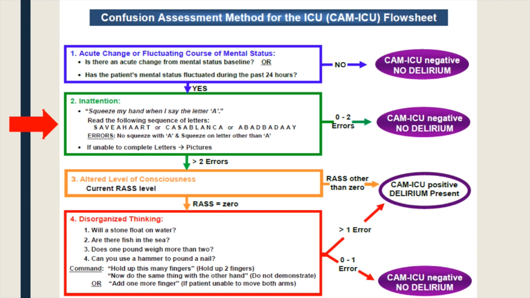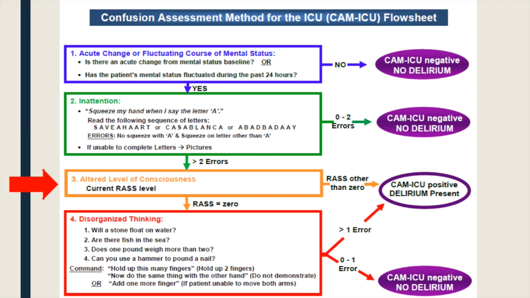When scoring the patient, errors are counted when the patient fails to squeeze on the letter A, as well as when the patient squeezes on any letter other than A. If a patient has any movement or eye opening to your voice, but does not squeeze at all or does not stay awake long enough to squeeze for more than 1 letter, then this patient is obviously inattentive, and you move on to feature 3. This also applies to a patient who is agitated with a RASS of +1 to +4, and therefore not participating in assessment or comprehending your instructions. If your patient makes less than 2 errors, then you can stop and note that your patient is CAM-ICU negative and not delirious. If your patient makes more than 2 errors, proceed to feature 3.